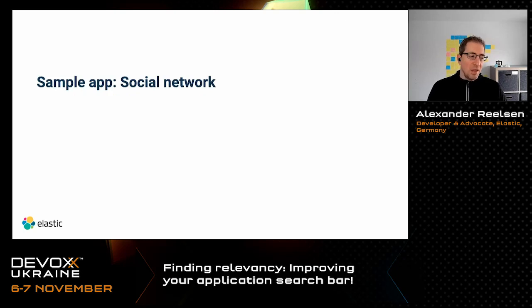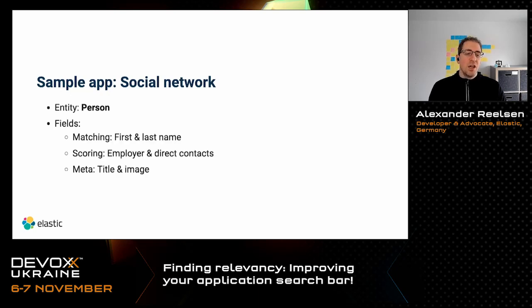So our sample application today will be the LinkedIn use case, which means we are searching for persons. And they usually have a couple of fields. A person usually has a first name and a last name, which we will search for. So this is important for matching. Then we have scoring. There are other factors that are important for relevancy. There would be, for example, the employer. That was also a case in the LinkedIn use case: either first grade contacts or employer was kind of important, or being a direct contact, or being both.